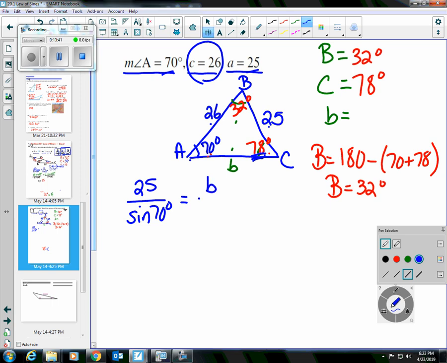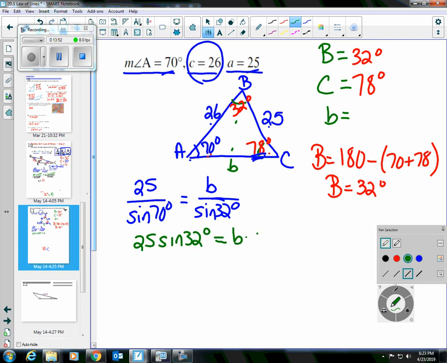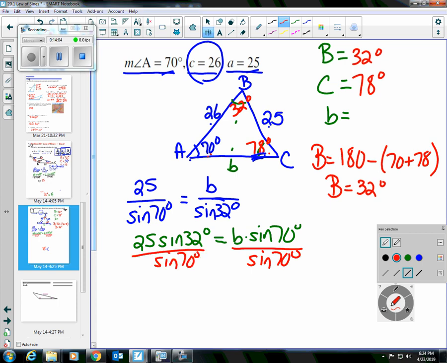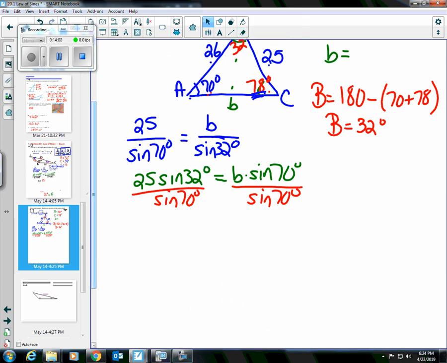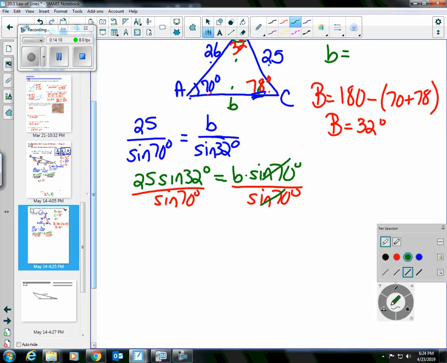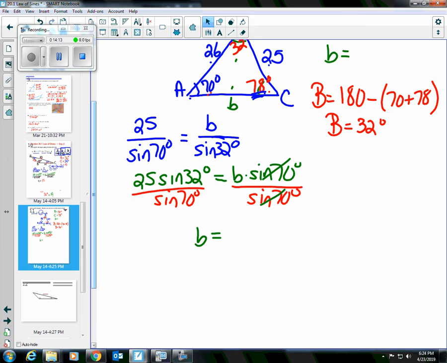So now we can set up for little b is to the sine of 32 degrees, and we can solve for little b. So we're going to cross multiply. So 25 times the sine of 32 equals little b times the sine of 70. Now in this one, if we're solving for a side length, we don't need to worry about inverse. We don't have to undo sine. We just have little b, so we're just going to divide by sine of 70, undo what's been multiplied with it by dividing, and then we're just going to type that in. So we have little b is going to be equal to whatever that value is.